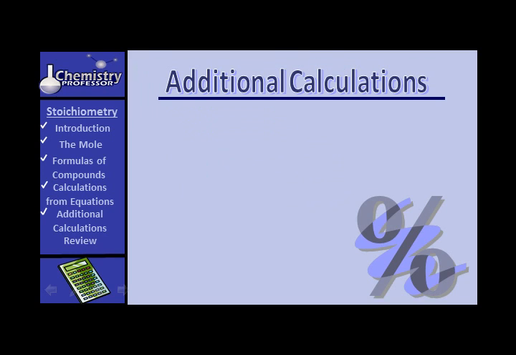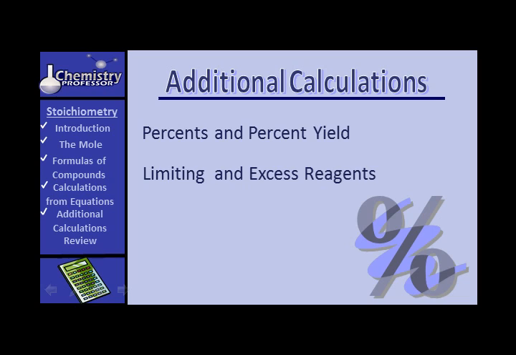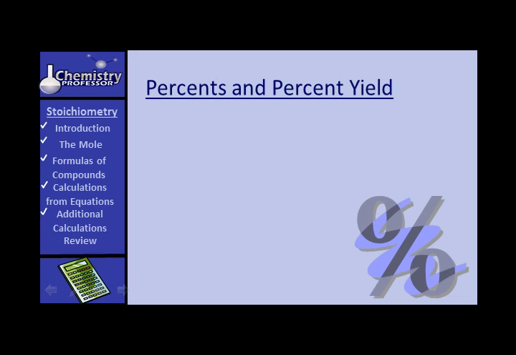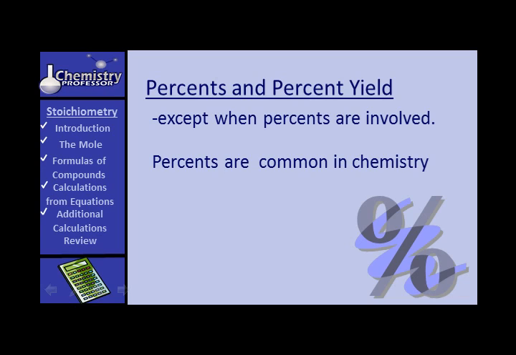There are some additional calculations that we need to do regarding equations. One is percents and percent yield, and the other is limiting and excess reagents. Let's start with percents and percent yields. It's been my experience that very often I have students who are excellent problem solvers unless I put a percent in the problem. And then they get really confused. Now, percents are commonly used in chemistry because we use them to describe reagent purity, talk about percent yield, we talk about all kinds of things.